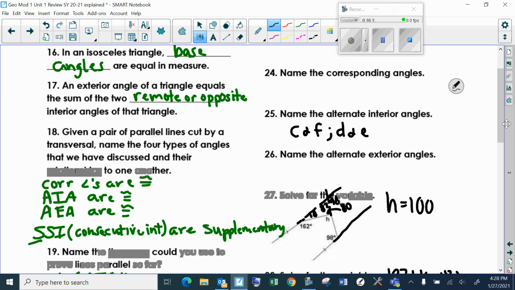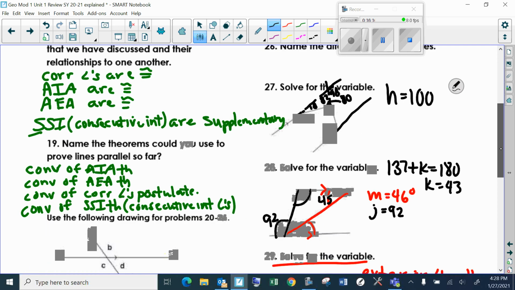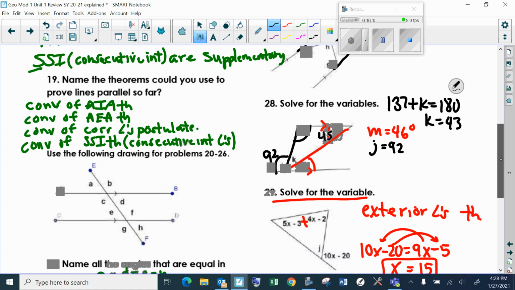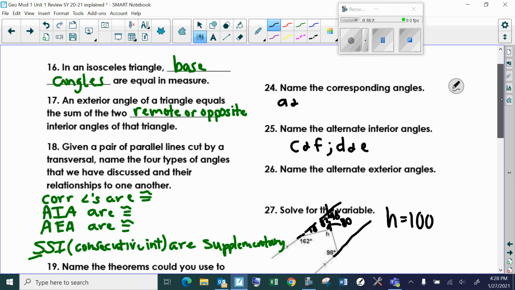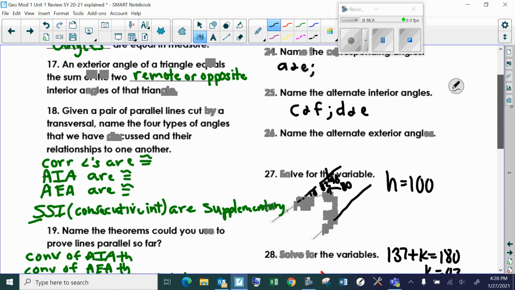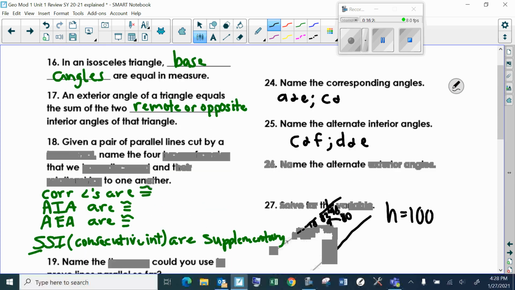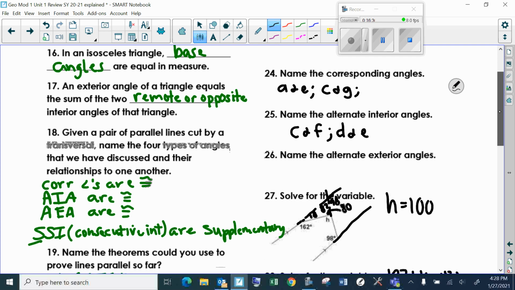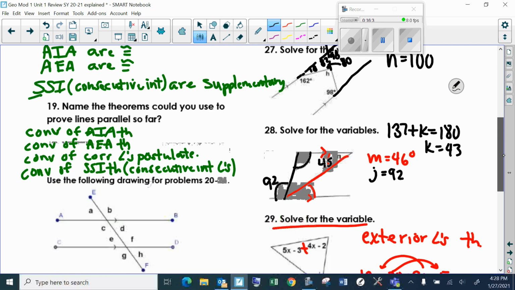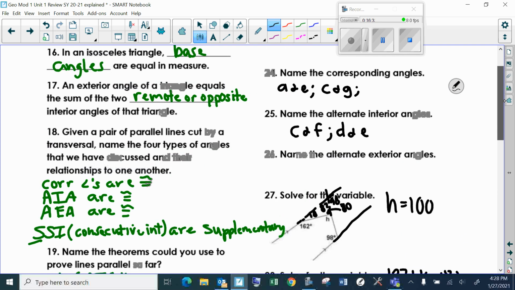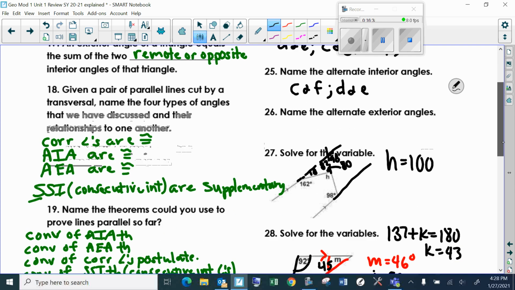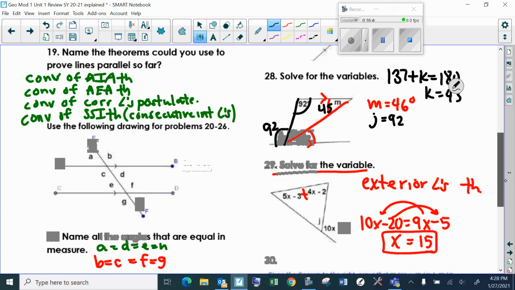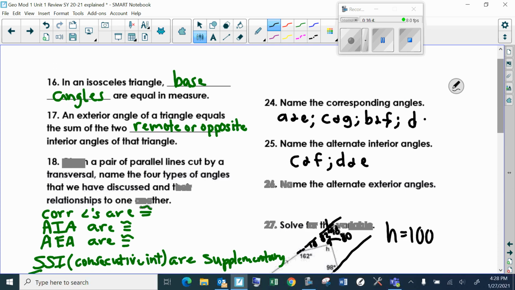Name the corresponding angles. You get A and E. There's one. You got C and G. There's two. You got B and F. 3. And last one, D and H. Of course, you've already done all this in class. This is all review. You're supposed to have these memorized.